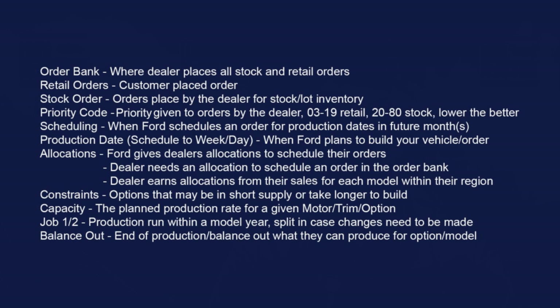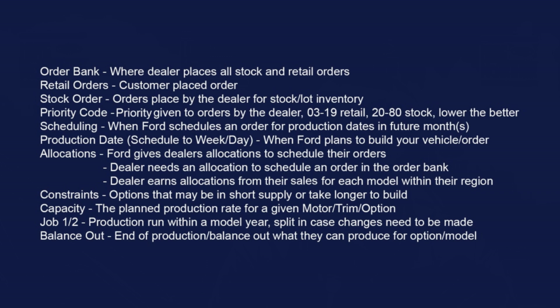And then scheduling, that is when Ford schedules an order for production dates in future months. That is what we're talking about today in this video: what are they going to be scheduling this week? They usually schedule on Thursdays for production dates in the future. They'll schedule your order for a production date, usually to the week, and then as they get closer, they'll schedule it to the day.